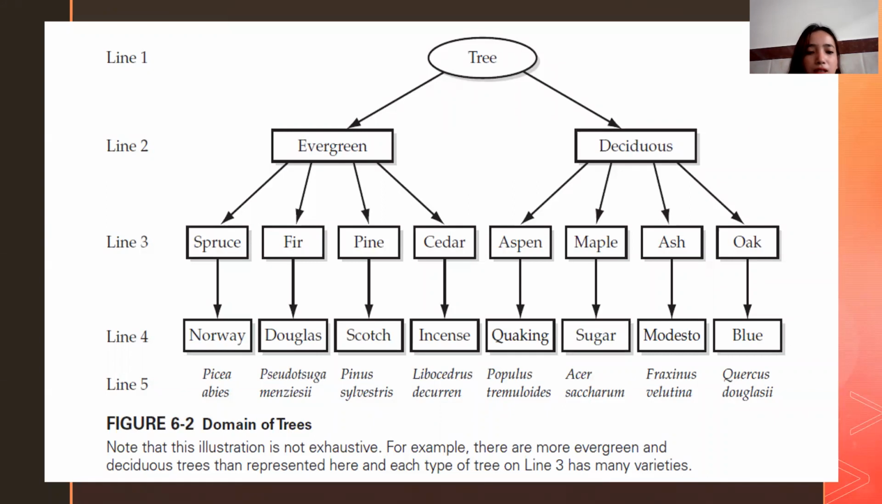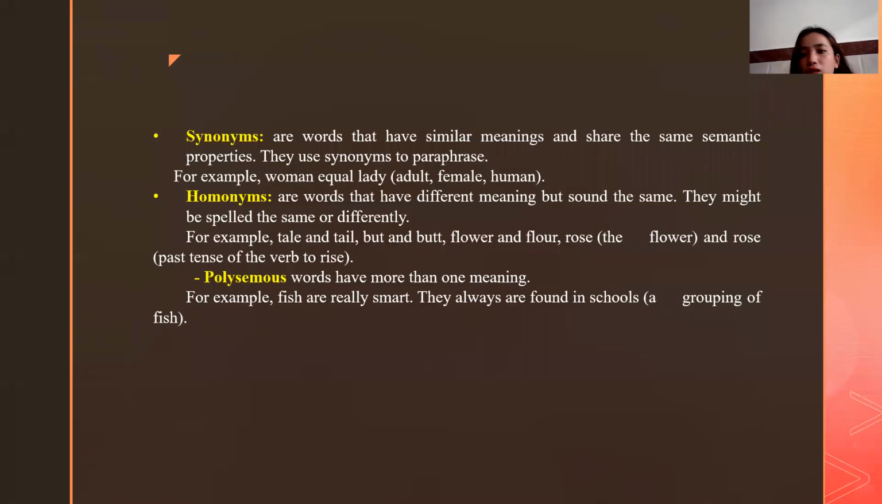So here we can see an example like tree, we have evergreen and deciduous, we have spruce, fir, pine, aspen, maple, as types of the tree. And Norway, Douglas, I think this is the family figure that we can see how it is divided. Synonyms are words that have a similar meaning and share the same semantic property. They use synonyms to paraphrase, for example, woman equals lady, adult, female, and human, etc.